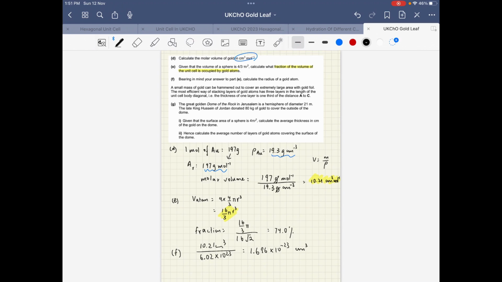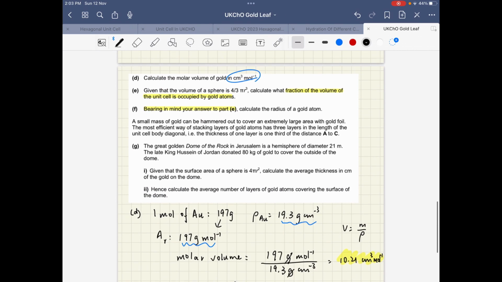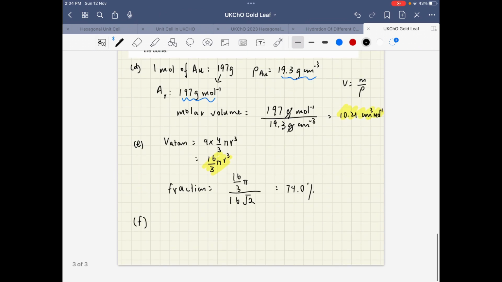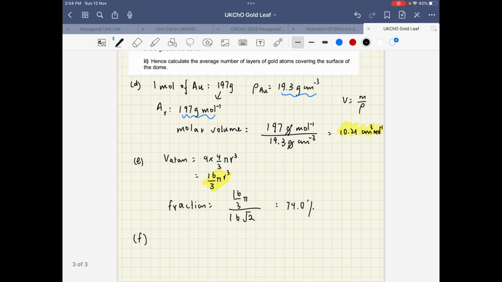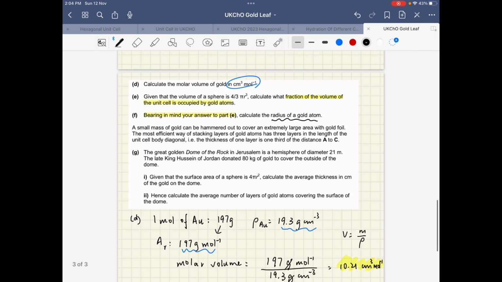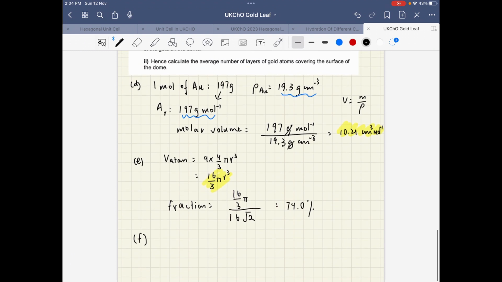Yes, and moving on to question F, it reminds us to bear in mind our answer in part E, which basically means that inside a crystal lattice of gold, only 74% is actually the atoms. So because I want to calculate the radius of a gold atom, I would need to find the volume of a gold atom to calculate the radius.